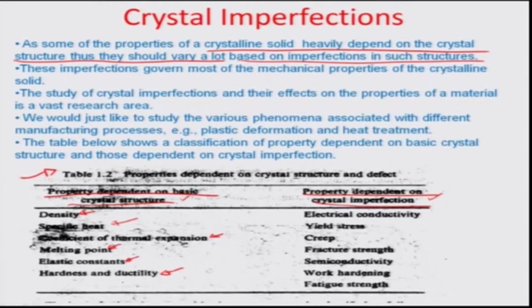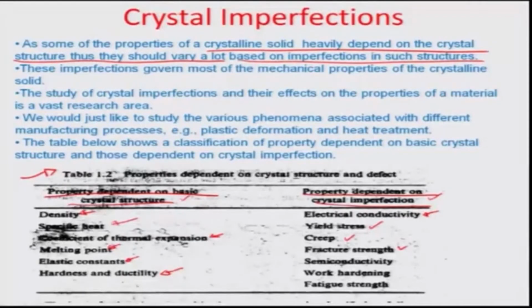On the other hand, if you look at properties like electrical conductivity, they are definitely going to be dependent on crystal imperfection. Think about it, you are adding a doping material like a group 3 or a group 5 material into silicon and it changes the electrical properties of the silicon, makes it n type in one case, if it is a group 5, and p type in the other case, if it is a group 3. Okay. So, a small amount of imperfection of this material may change the electrical property considerably. Yield stress, for example, creep, fracture strength, semiconductivity, work hardening, fatigue strength, these are some of the properties which are influenced by change in the crystal imperfection.